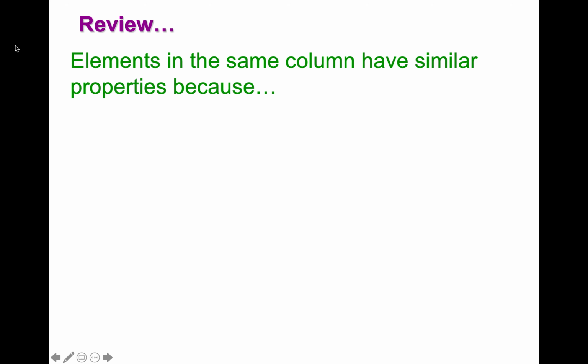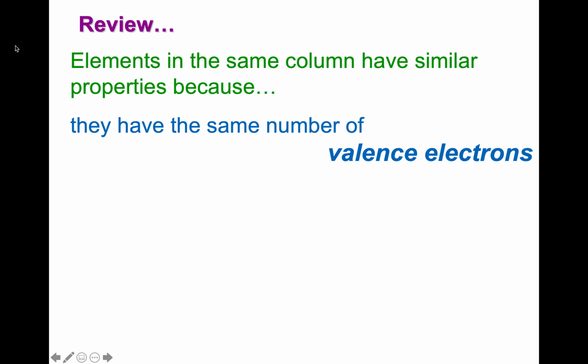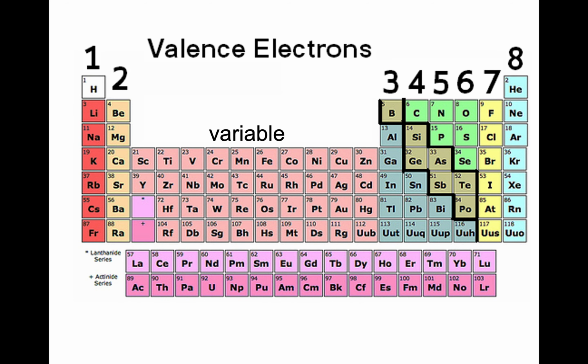So to review, elements in the same column of the periodic table have similar properties because they have the same number of valence electrons. And remember, valence electrons, this term refers to the number of electrons that an atom has within its outermost shell, in the highest energy level. So across the periodic table, I've shown you in group 1 over here, hydrogen, lithium, sodium, potassium, rubidium, cesium, and francium, they all have one valence electron. In group 2, they have 2 valence electrons. Are you guys starting to see a pattern?